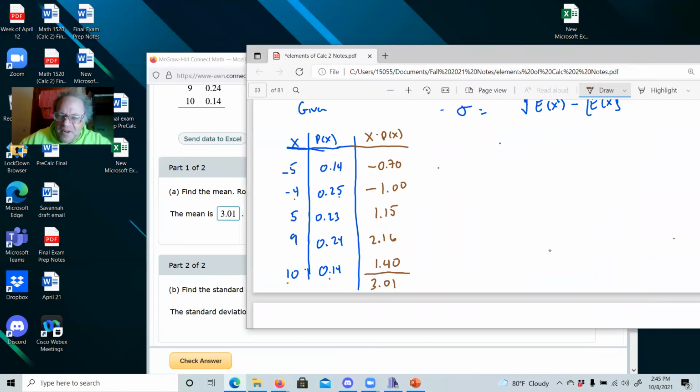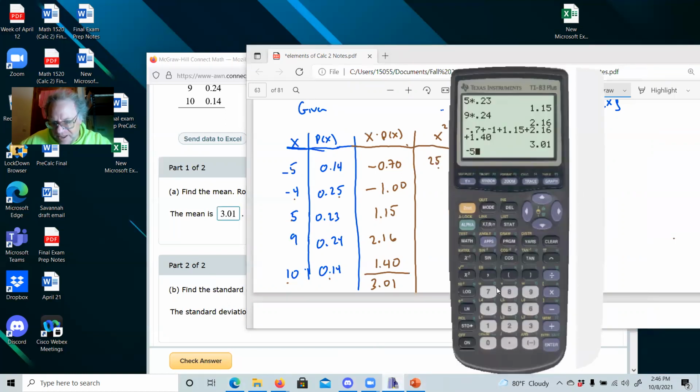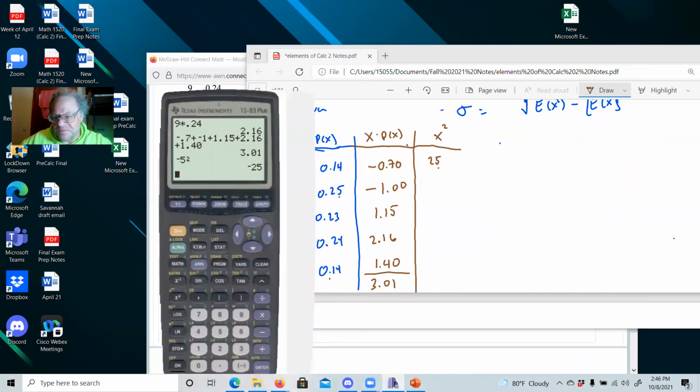So how are we going to do standard deviation? First thing we're going to do is calculate x squared. So we're going to take negative 5 times negative 5. We're going to get positive 25. If you do this, negative 5 squared, you know as a human that you're going to get a positive number. But they gave us a negative number. What went wrong? Well, the calculator thinks you meant this.